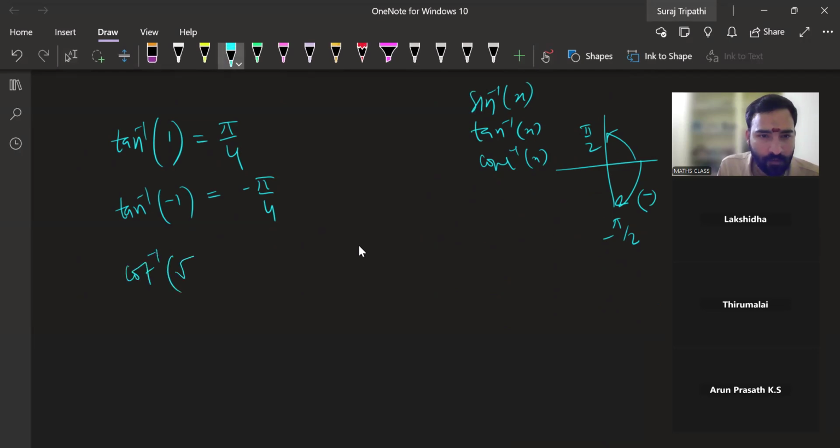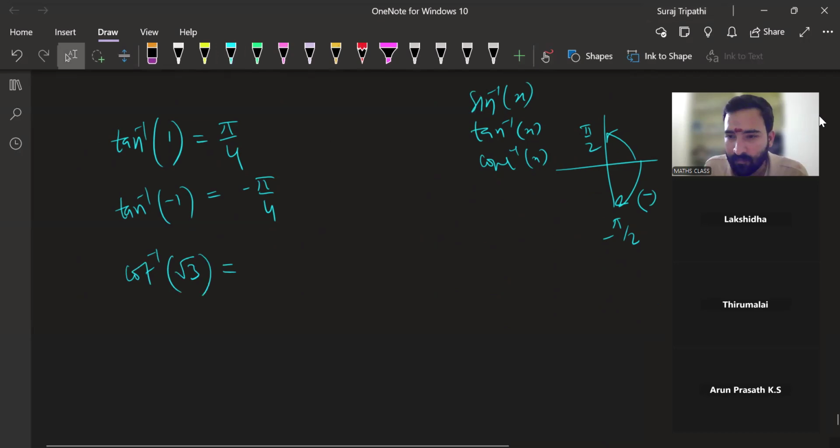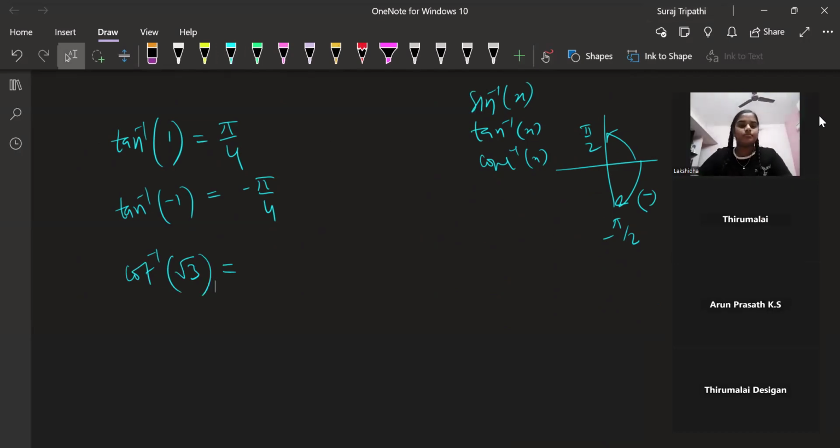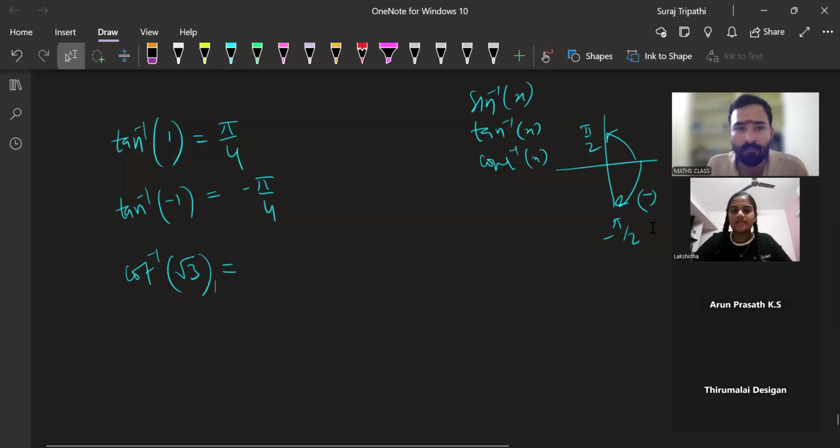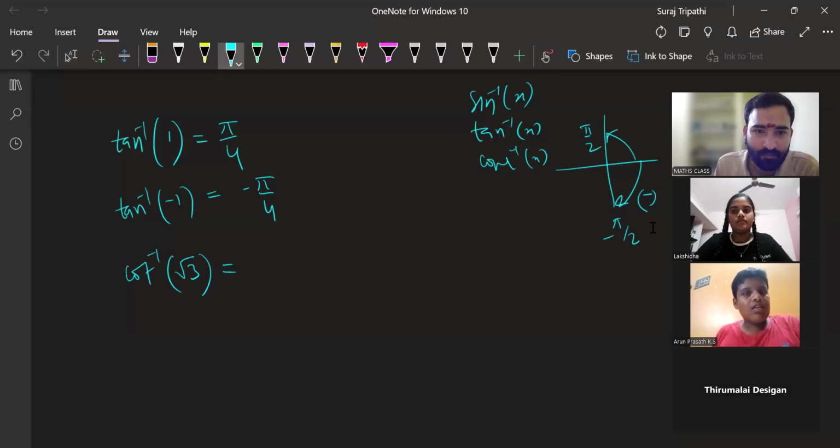Cot inverse root 3, what is the angle? Arun? Yes, what is the angle? 5/6. 5/6 only, sir.